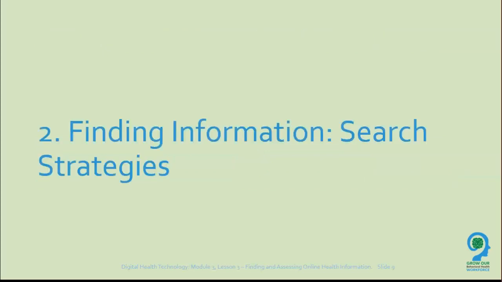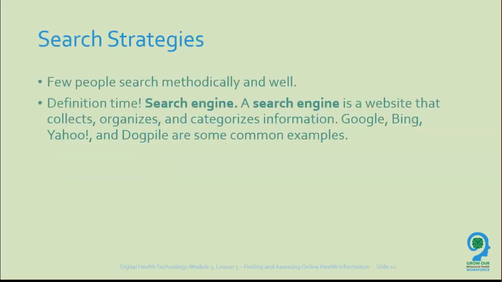So let's start with the first stage, which is finding information. Search strategies for finding information online. Few people search the web methodically and well. It's definition time. Search engine. A search engine is a website that collects, organizes, and categorizes information. Google, Bing, Yahoo, and Dogpile are some common examples.